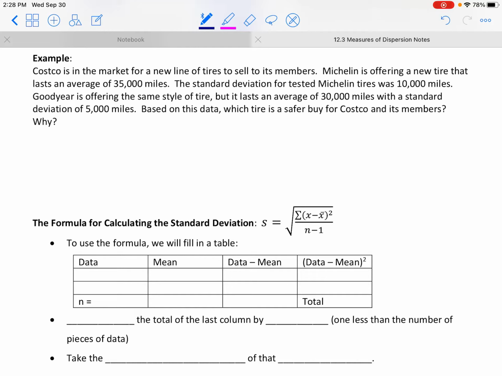So let's see. Let's look at this here. Michelin tires. And then we have, what's the other? Goodyear tires. Sorry, my kid's distracting me.